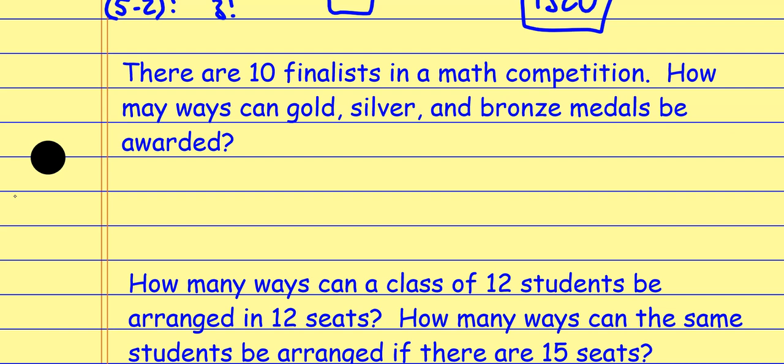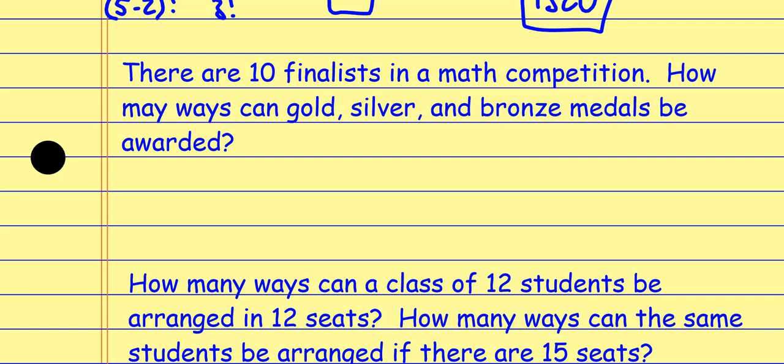For example, if we look at this one, there are 10 finalists in a math competition. How many ways can gold, silver, and bronze medals be awarded? And so the question becomes, does order matter? If I change the order, does it change the result? And the answer is yes, because if somebody was in first place and now I switch the order and have them in second place, it's a different result. They're getting a different medal. So when we're talking about competition, the order in which you place matters. First place, I'm sad to say, is better than second place. It's just the way it is.